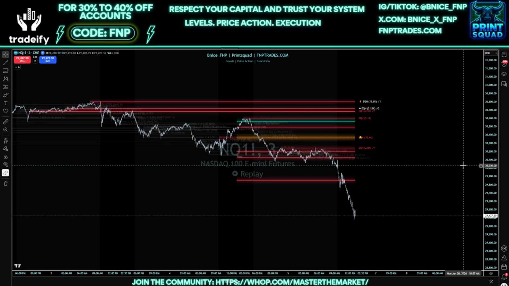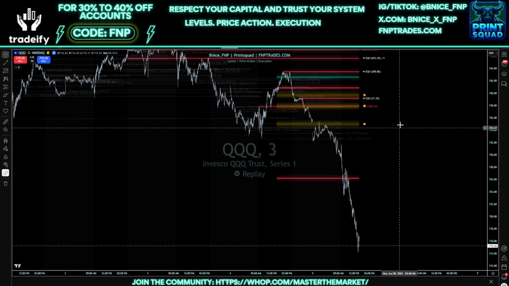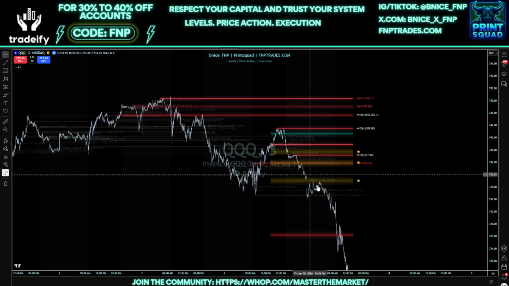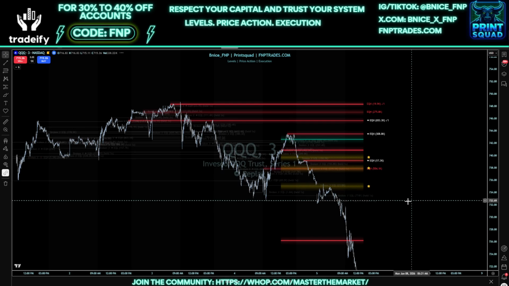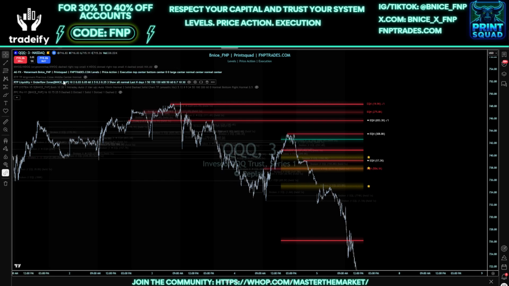Same thing with QQQ. If we look at QQQ, you'll be able to see that we had that as well. As you can see, we had yellow, yellow, yellow. Price literally just knifed through all of that, and we fell to hell. All right. So just so you know, that's how the liquidity and order flow zones work.